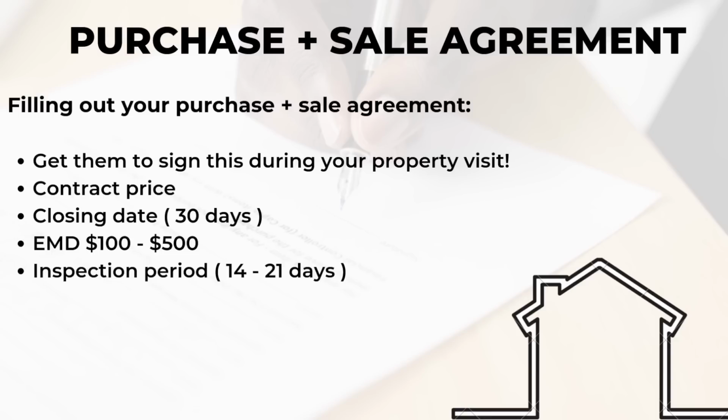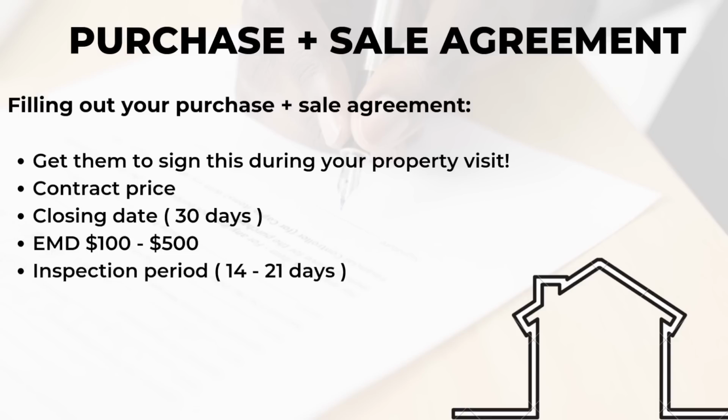Then the closing date. So this is the day that you and your cash buyer purchase the property and you get paid, all right? I put around 30 days in all my contracts. The next one is the earnest money deposit. Now, this is your good faith to purchase the property. Now, there is no set amount that you have to put down, but I do recommend, anywhere from $100 to $500. But keep in mind, if for any reason you can't fulfill the contract, the seller does have the right to keep this deposit.